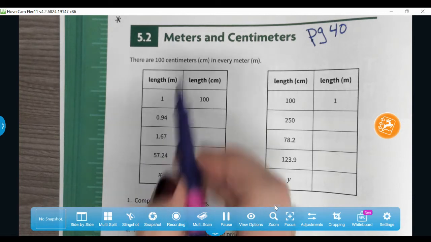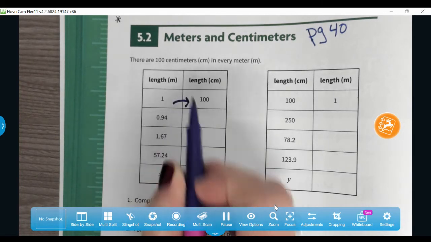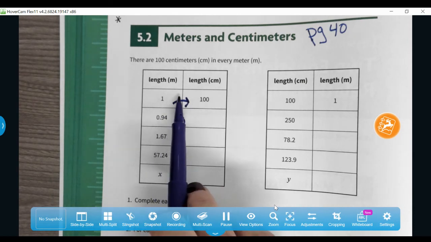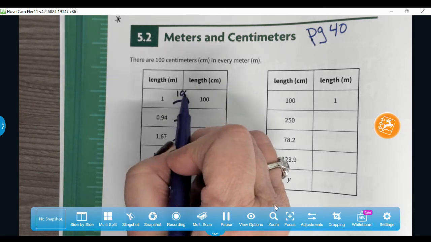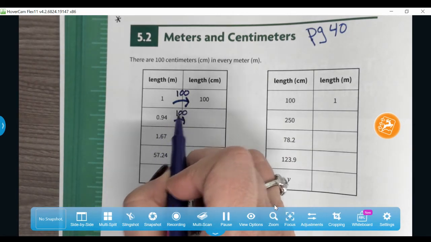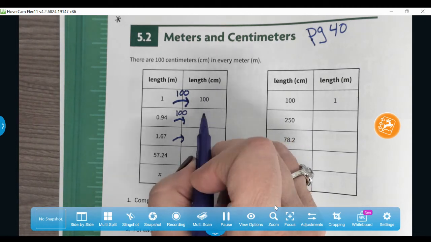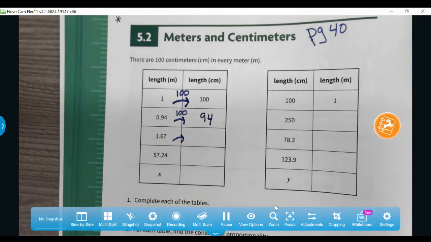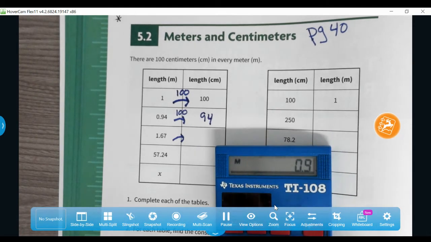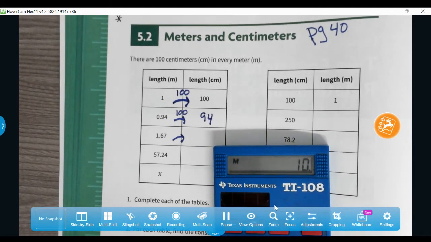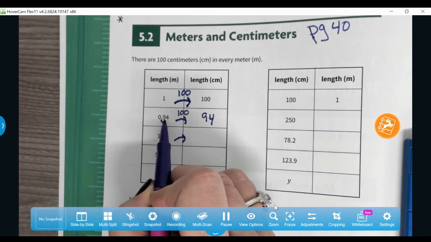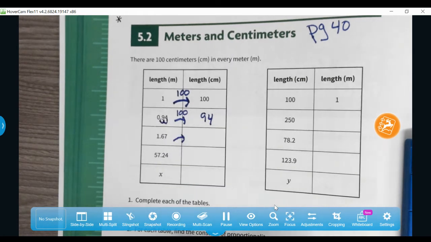Now, you remember that when we move across, we're multiplying. Since this one seems pretty easy, I'm going to go 1 times something gets me 100. So that is 100, right? 0.94 times that constant, which is 100, is going to be 94. If you're uncomfortable and you haven't done work with decimals, you're more than welcome to grab a calculator and just check your work.